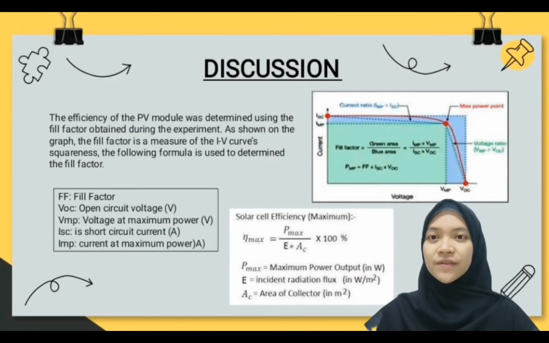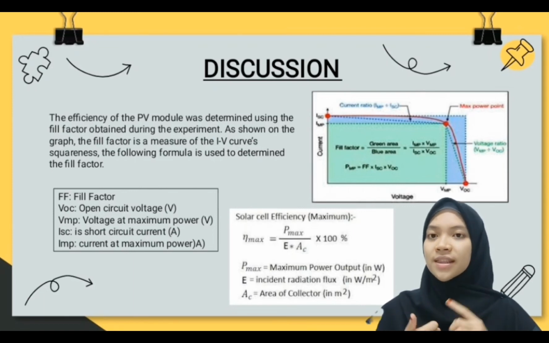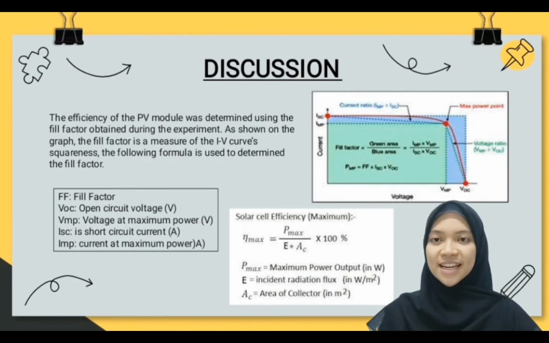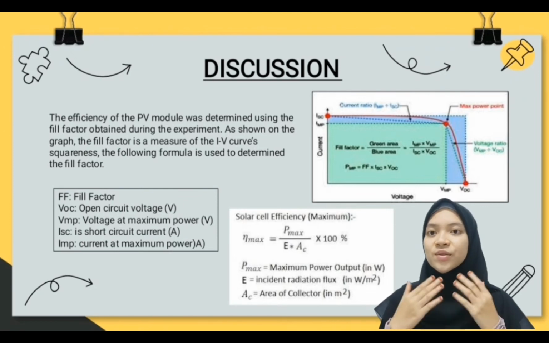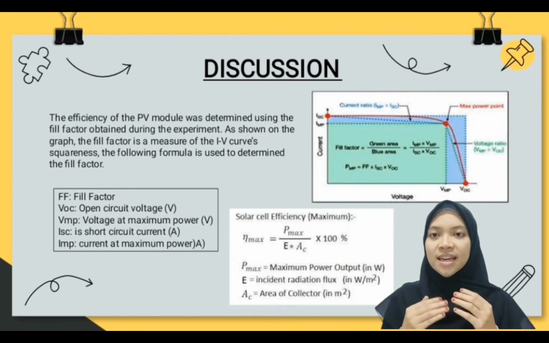Based on the graph of the IV curve and PV curve, we can compute the fill factor and also the efficiency. The efficiency was determined by using the fill factor that was obtained in the experiment. As shown in the graph, the fill factor is a measurement of the IV curve squareness. The formulas of the fill factor and efficiency were shown in the slide. From that, the fill factor calculated is 0.687 and the efficiency is 15.99%.